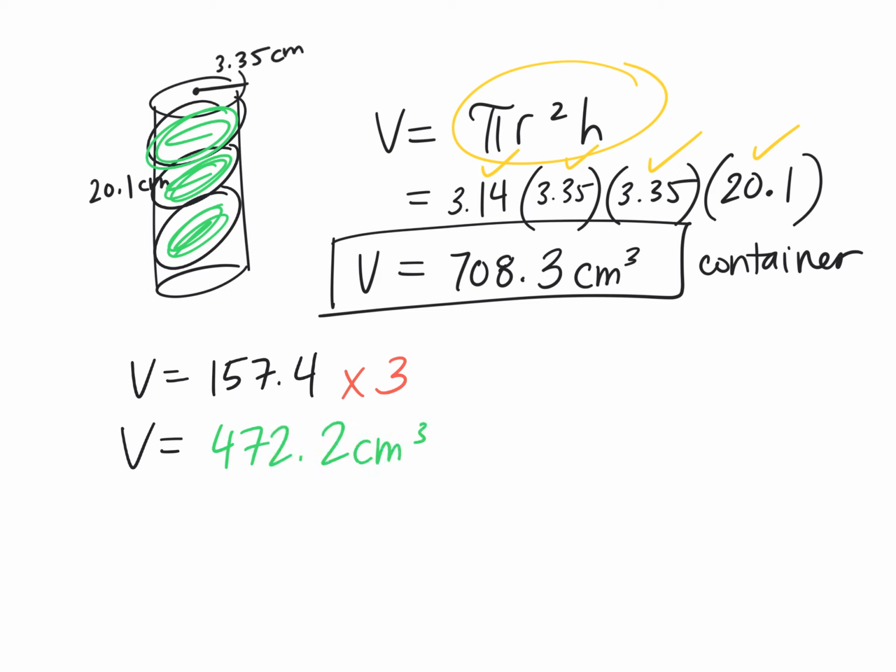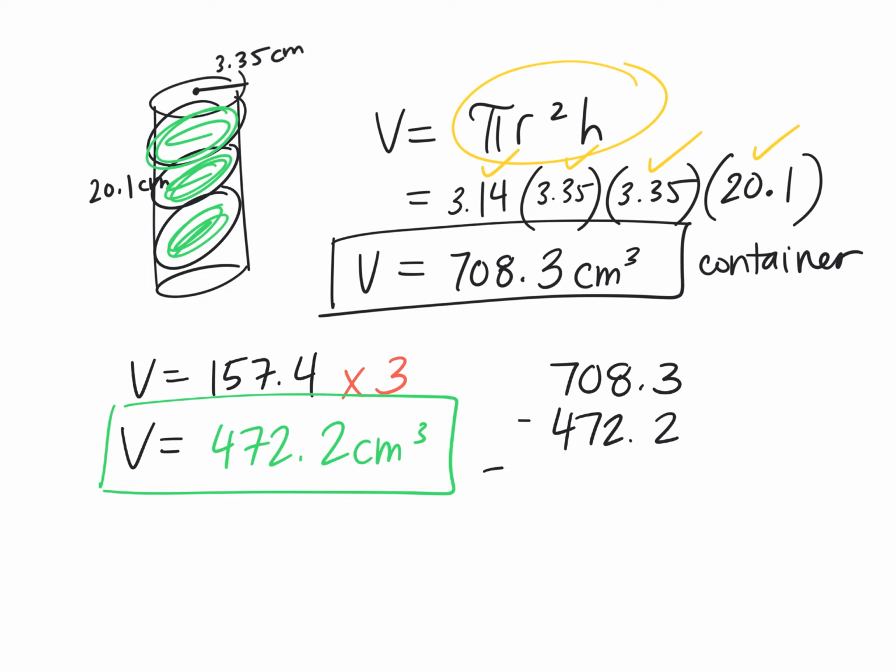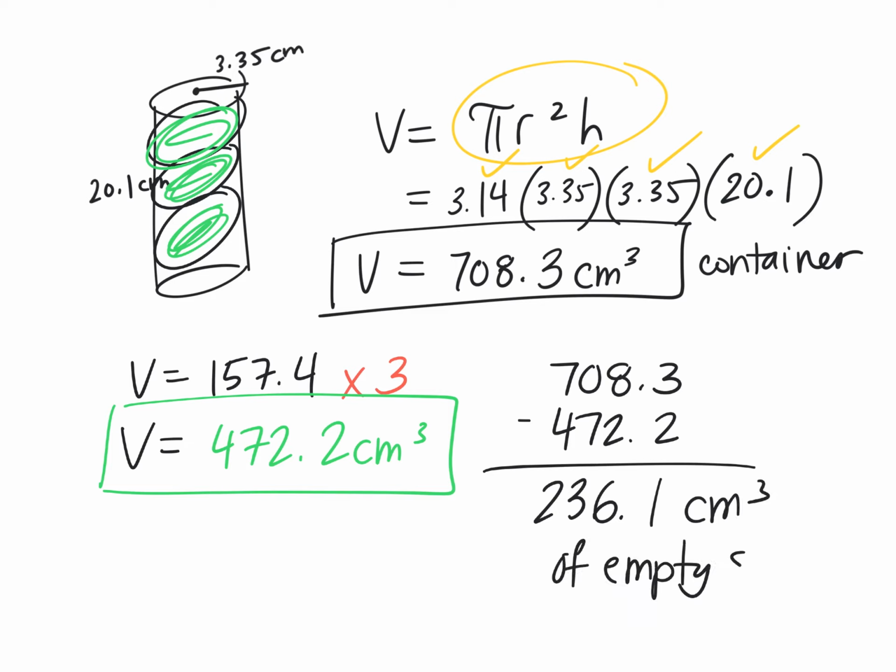472.2 centimeters cubed. Now the question said, how much empty space is there? Exactly like this question we just did. We're going to subtract. We're going to take the container and subtract the 3 tennis balls. And what do you get? 236.1 centimeters cubed of empty space.